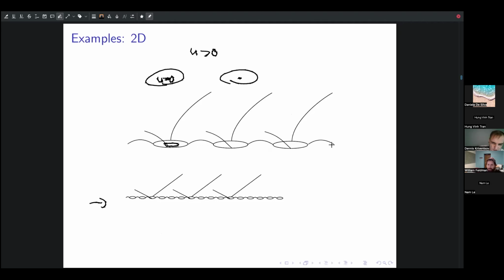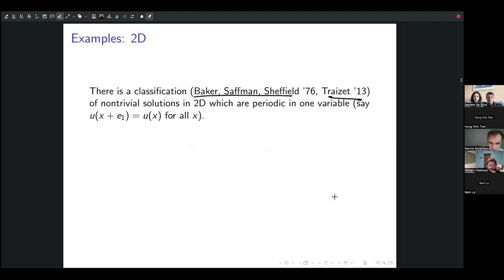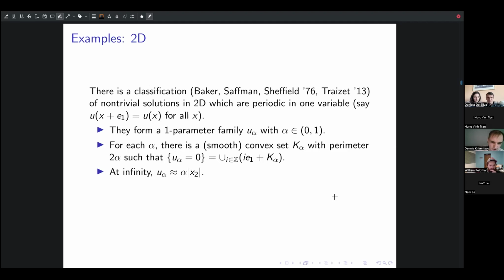So here it looks like a multiple of the solution, but you can compute, and it's not. Here you're going to get some multiple alpha of, let's say, x2, where x2 is the direction orthogonal to the direction of periodicity. But this alpha is less than 1. Alpha is some number strictly less than 1. So here you see there's a one-parameter family parameterized by some alpha, which is related to the size of this convex set. And there's a solution corresponding to it, and at infinity, it looks like alpha times this |x2|.